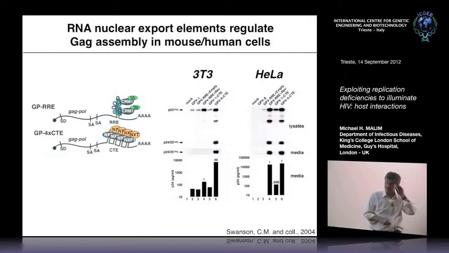And Chad Swanson, a former PhD student in my lab, noticed some time ago that if you switch the RNA export element on this expression construct, such that he put in four copies of the constitutive transport element from Mason-Pfizer monkey virus, now you're able to produce GAG proteins that could assemble into virus particles, and those particles could leave the cells and get into the culture supernatant. So this argued then that the RNA export pathway was very important for how the GAG proteins functioned subsequently and were able to undergo virus particle assembly.